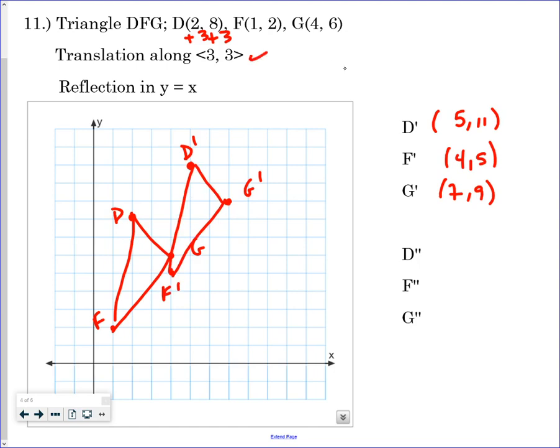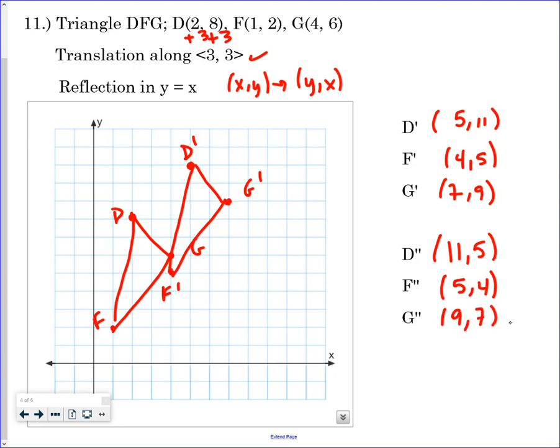So now we're going to reflect it in the line y equals x. So the line y equals x, the rule is x comma y changes to y comma x. That's one of them that I made you memorize, okay? So the one I just did is the one that I'm moving. So I'm now going off of these ordered pairs, right? So 5, 11 is going to turn into 11, 5. Everybody okay with that? Okay. And then the 4, 5 becomes 5, 4, and the 7, 9 becomes 9, 7. So for me, it's easier to do the algebra and then graph that.